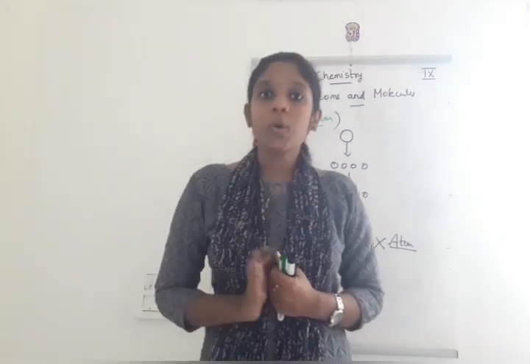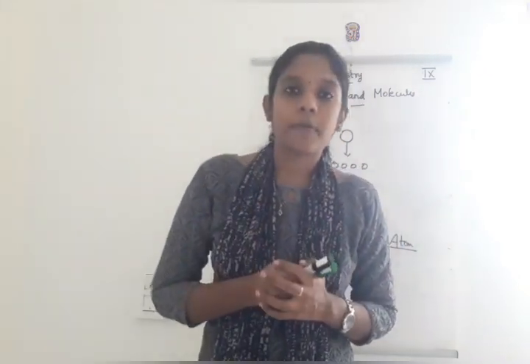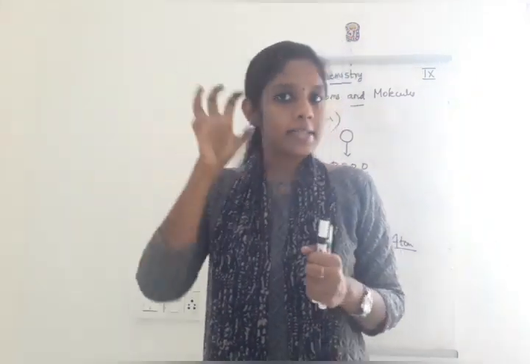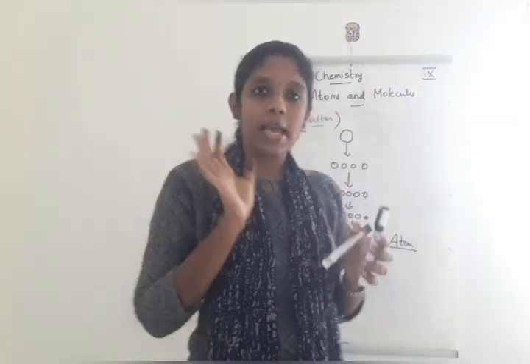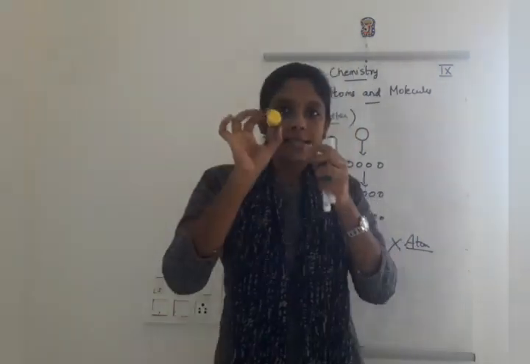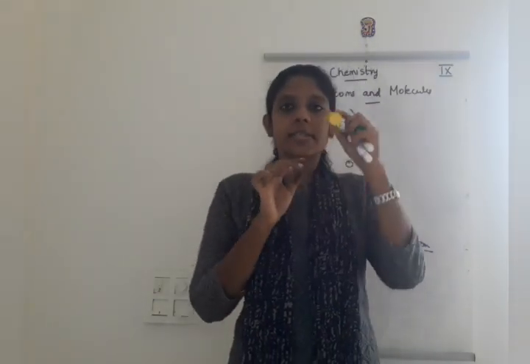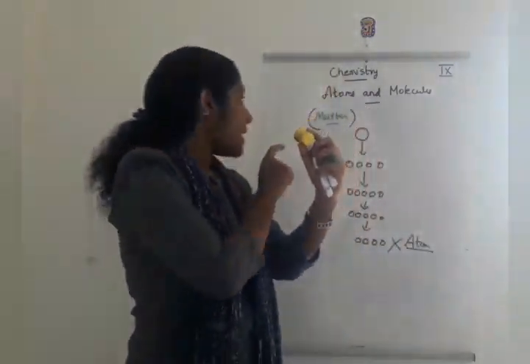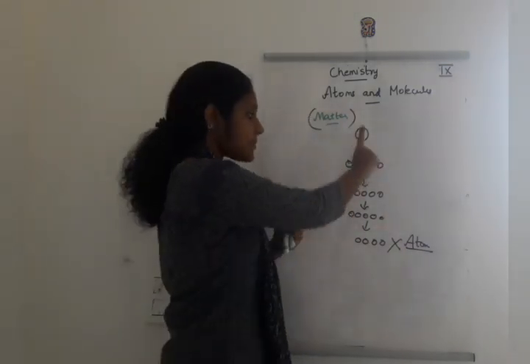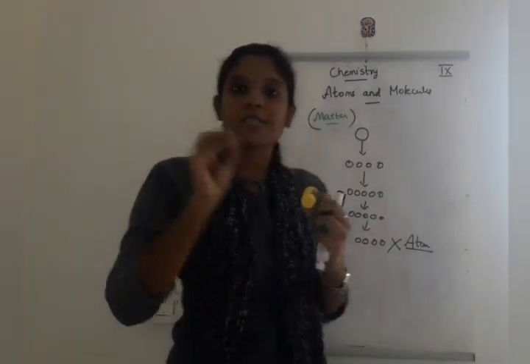I have already told you, you cannot see an atom with the naked eye. You use a microscope. For example, take a ball and consider it as an atom, or consider this box as an atom. You cannot see it with the naked eye. So you got an answer: what is matter made up of? Matter is made up of atoms, and an atom is the smallest entity or smallest particle of matter.